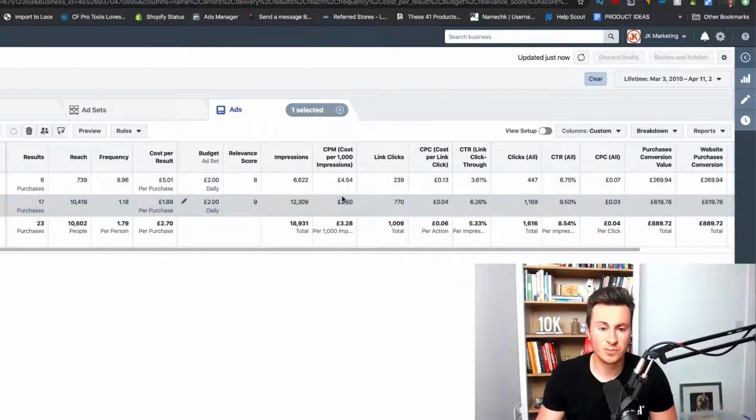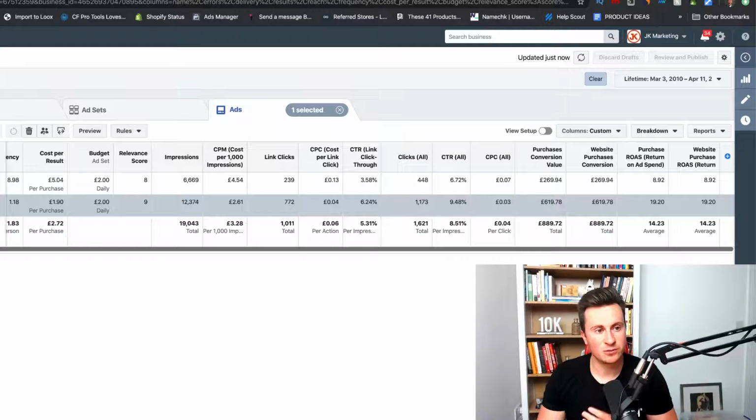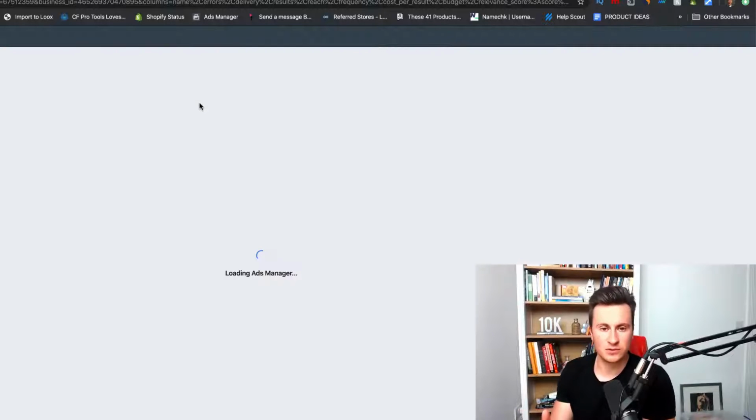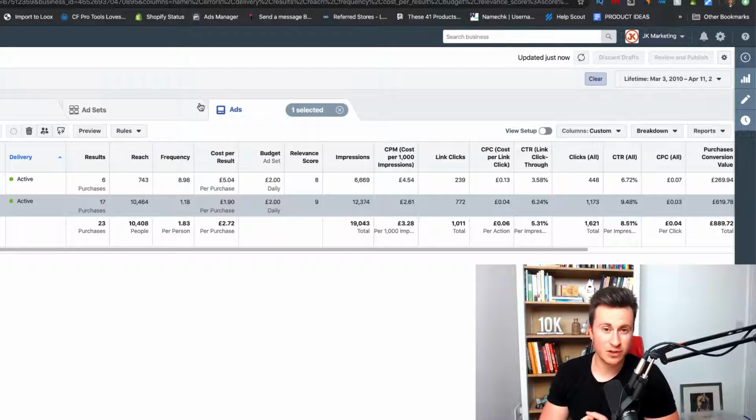The relevance scores for both of these ad sets are pretty high, which is obviously a really good sign, which leaves me with a 14.32 ROAS on average. I can refresh this page as well, so you can see indeed that these results are real and are achievable for you too. You just have to have the right product and put it in front of the right audience.